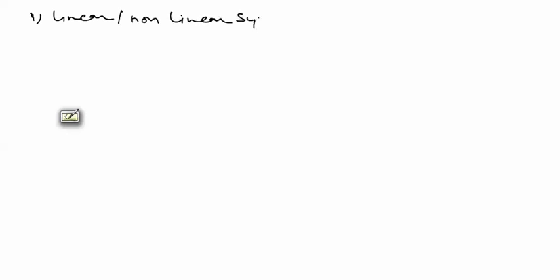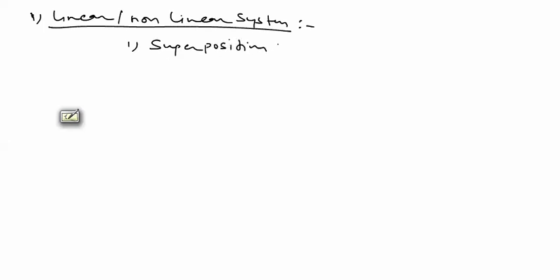For a linear system, it follows two ideas: the superposition theorem and homogeneity.